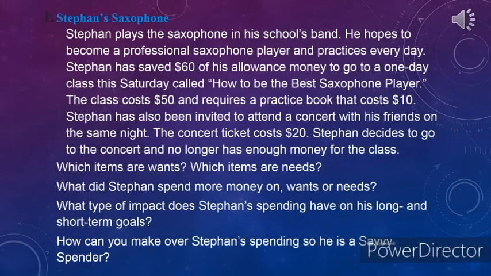Which items are wants? Which items are needs? What did Stefan spend more money on? Wants or needs? What type of impact does Stefan's spending have on his long and short-term goals? How can you make over Stefan's spending so he is a savvy spender?